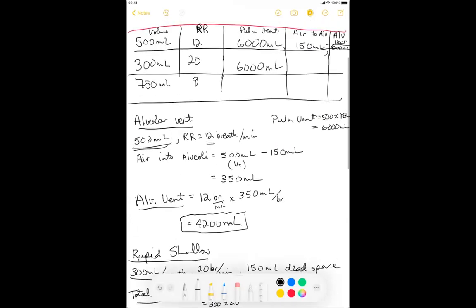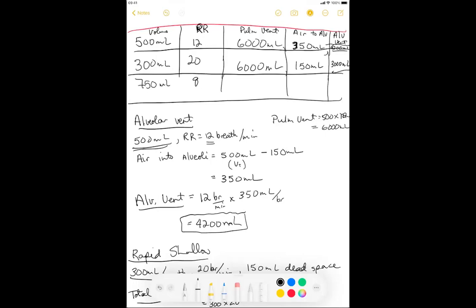So with quick, shallow breaths, the air to alveoli is 150 mils in this case, because 300 minus our dead space of 150 is 150. So our total alveolar ventilation is 3,000 mils. We're getting less than if we were just at quiet respiration.